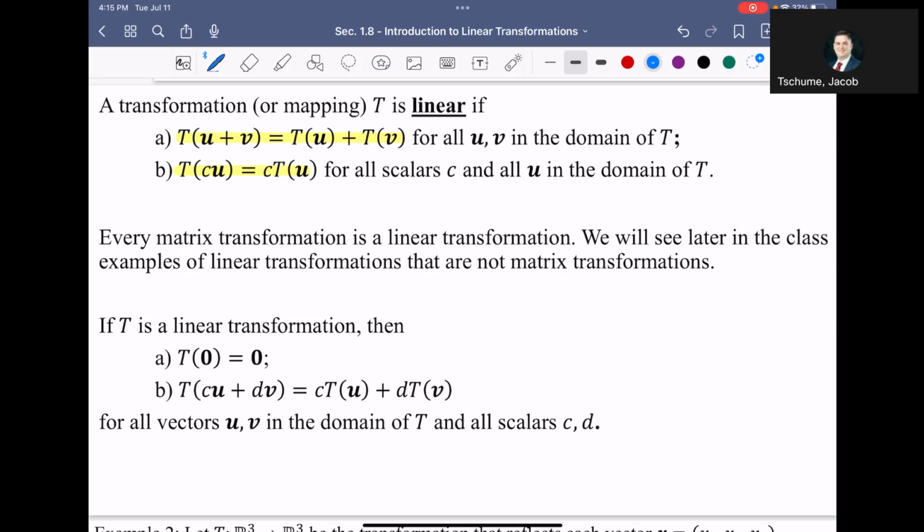All right. So here's kind of the neat thing here: in this class, every matrix transformation is a linear transformation. So if I define something as a matrix transformation, you can guarantee it's linear. You don't have to show me anything. Later on in this class, I will show y'all some examples of linear transformations that are not matrix transformations, but that won't be until probably the end of test 2 or the beginning of test 3 material.